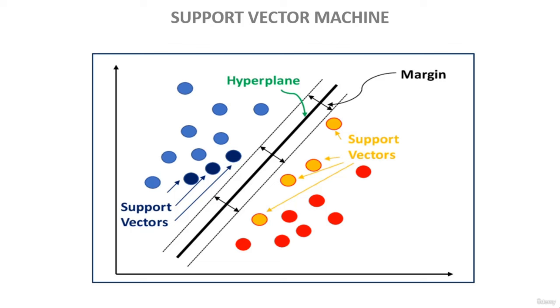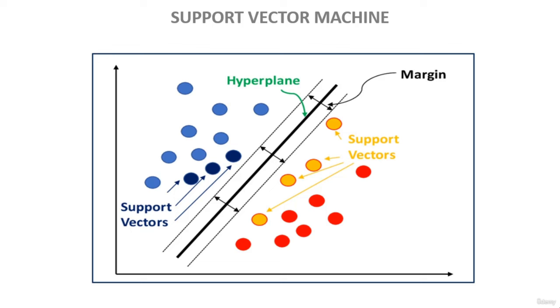Now, if we look at the diagram on the screen, we can see the hyperplane as well as the support vectors, which are actually the data points that are closer to the hyperplane and influence the position and orientation of the hyperplane. Using these support vectors, we can maximize the margin of the classifier.